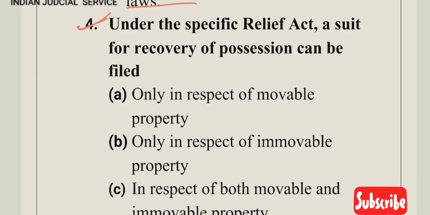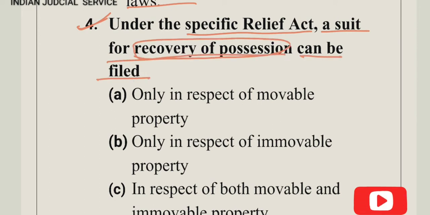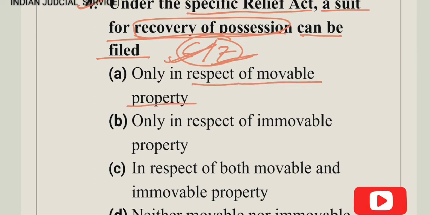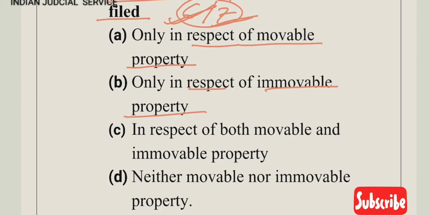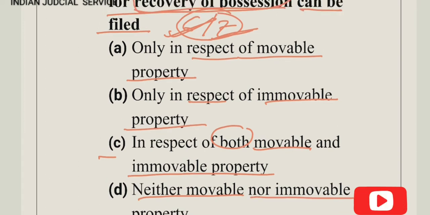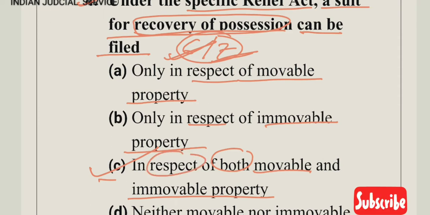Now question number 4, under the Specific Relief Act, a suit for recovery of possession, this is a very important word, can be filed. This question is related especially to section 6 and section 7. Section 6 is related to immovable property, where a dispossessed person can file a suit, and section 7 is related to movable property. First option, only in respect of movable property. Option B, only in respect of immovable property. Option C, in respect of both movable and immovable property. And option D, neither movable nor immovable property. So the answer is option C, in respect of both movable and immovable property.